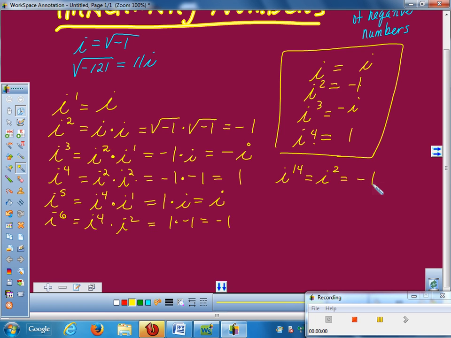What would be a shortcut? I have 4 powers, so what should I actually do to 14? You would do 14 divided by 4, which goes in there 3 times. But the key thing is your remainder is 2. It goes through this cycle of 4 things 3 times, and then you've got 2 left over, so it ends up being the same thing as i squared. So what you're after is the remainder when you divide by 4. Don't care how many times it goes in, we want the remainder when we divide by 4.